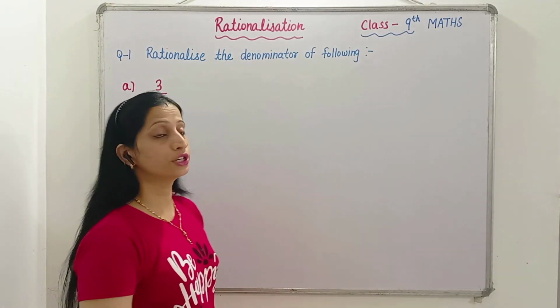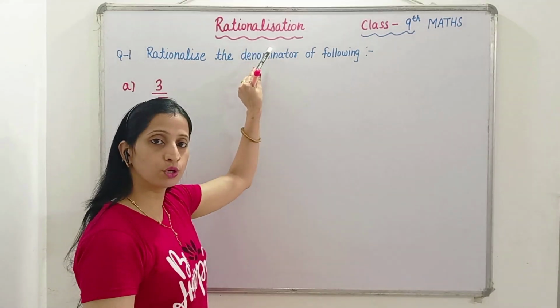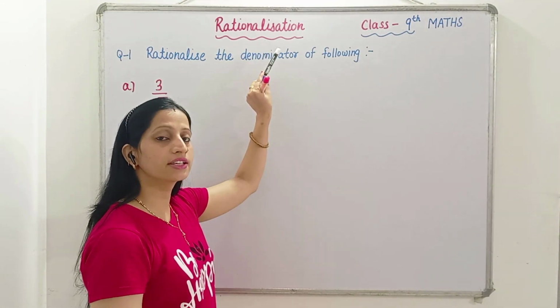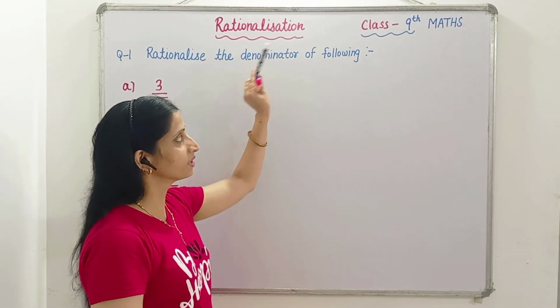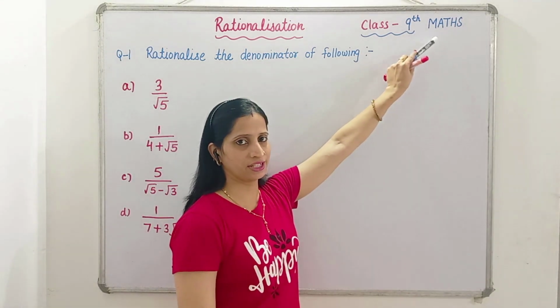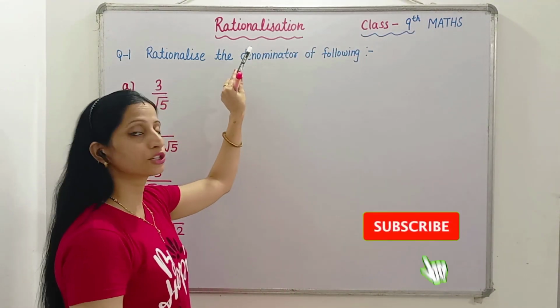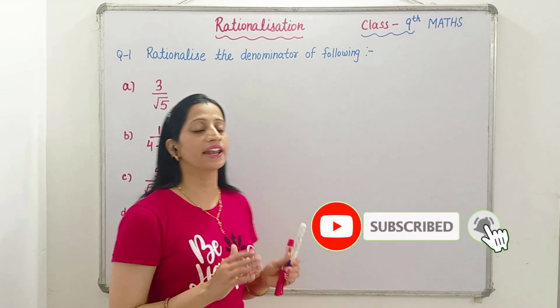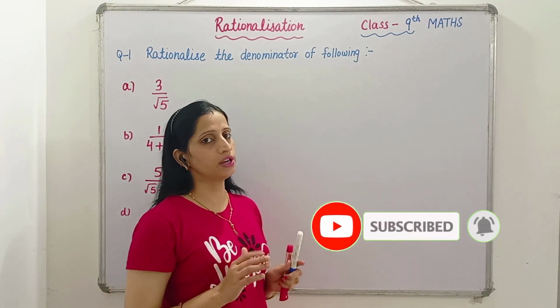So in today's video we are going to cover the topic of rationalization, that is a subtopic of number system given in grade 9 maths. So rationalization means converting an irrational number into a rational number.